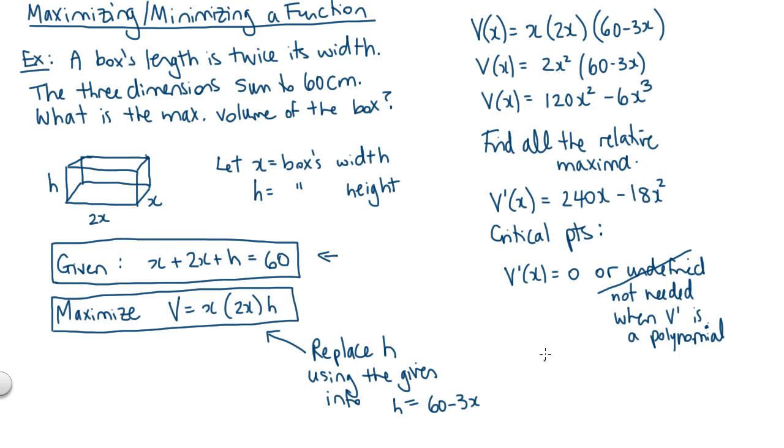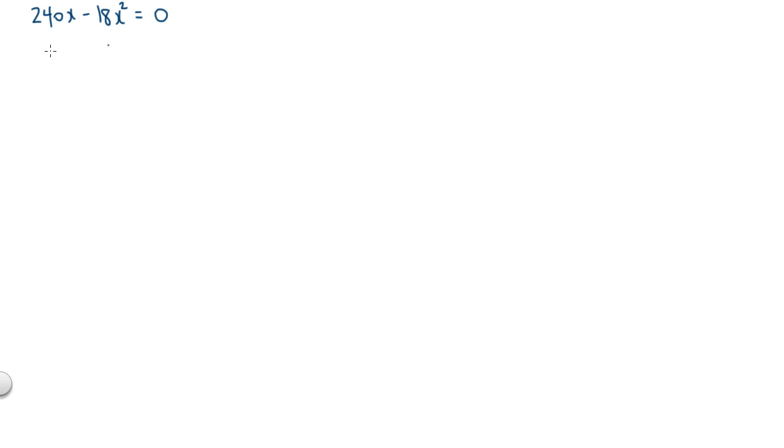All right, so we're going to take 240x minus 18x squared, and we are going to set it equal to 0 and try to find our critical points. In setting this function equal to 0, let's try to factor it. We might notice that each of these coefficients here are divisible by 6, and we can also pull out an x from each of our terms there.